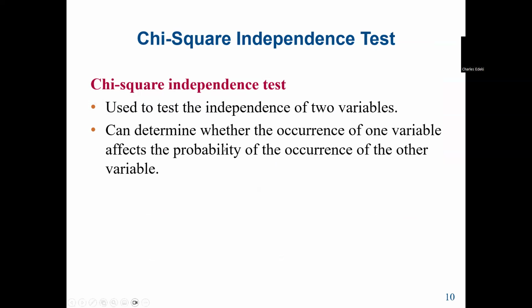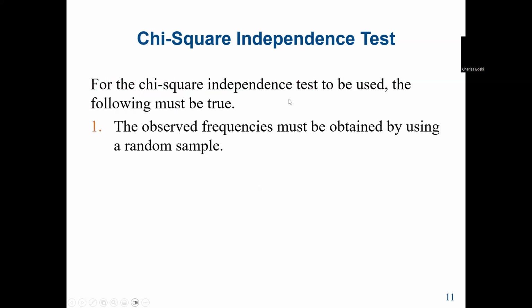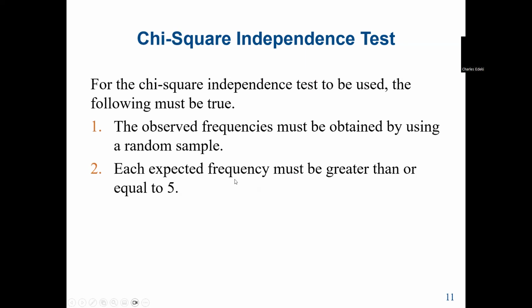So chi-square dependent test, we use it to test the independence of two variables. Also, we can determine whether the occurrence of one variable affects the probability of occurrence of the other variable, which again is the whole concept of chi-square dependent test. So for chi-square dependent test to be used, the following must be true. First, the observed frequencies must be obtained by using random sample. In most hypothesis tests, we always get our data through random sample. Also, each expected frequency must be greater than or equal to 5.